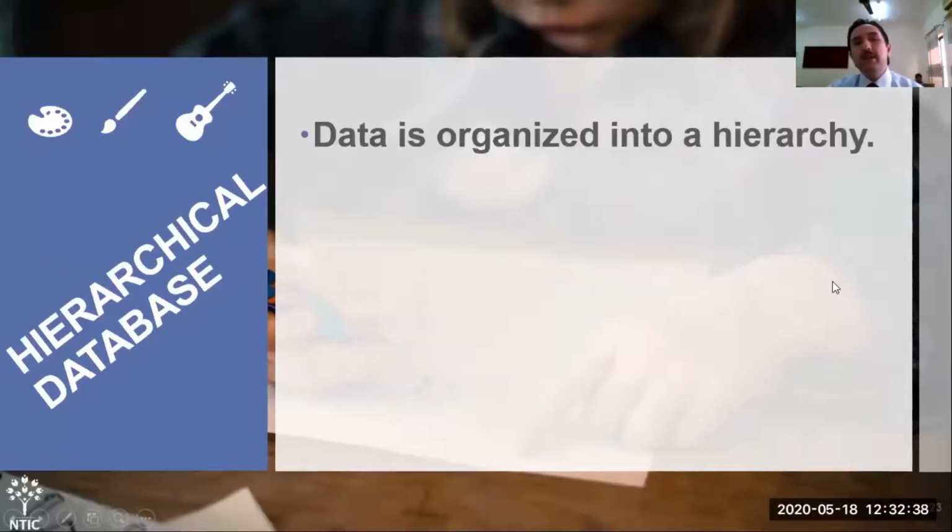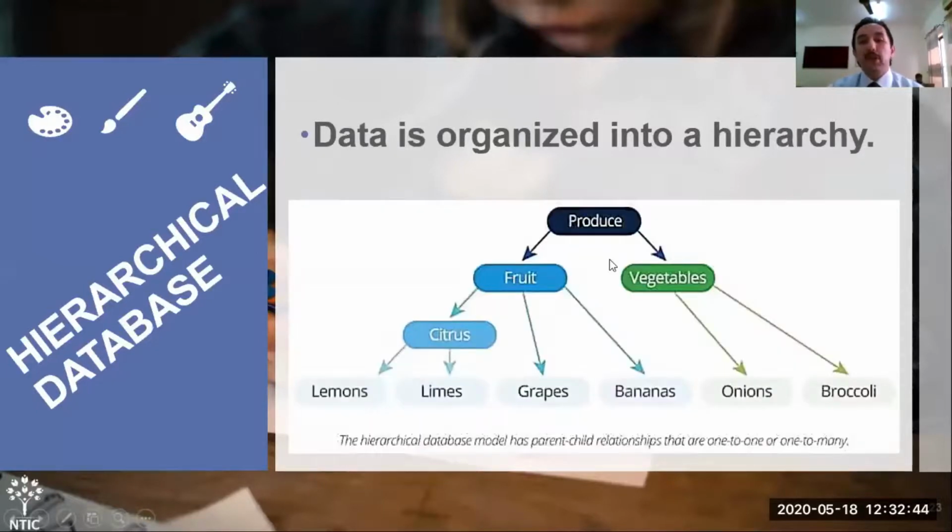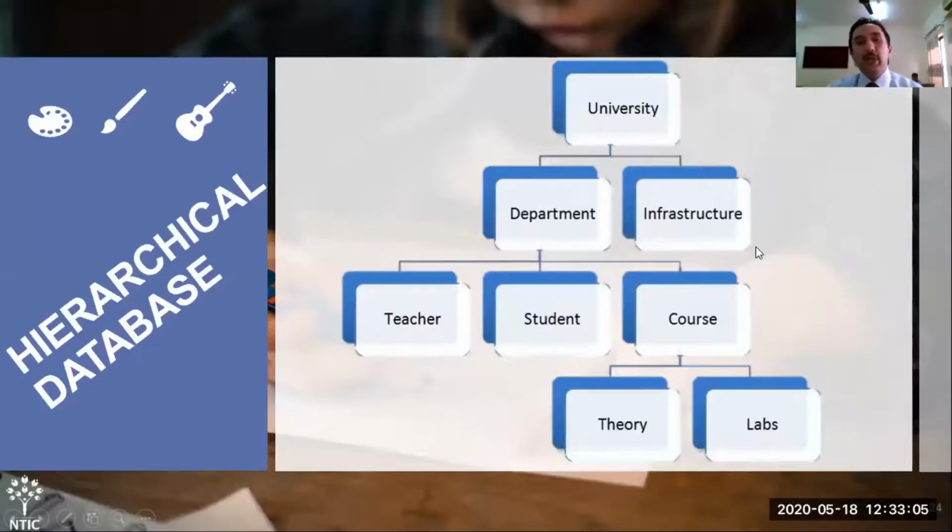And the other one is the hierarchical database. This is very easy. Data is organized in a hierarchy, and for example, like this picture, if you want to produce vegetable, at the same time you can do it in a flat file database in MS Excel or MS Access, but no need. This is just a simple thing for a hierarchical database. For example, a university hierarchy here: the university is separated into departments and infrastructure, and teachers, students, and courses are under the department. Under the course, there are some theory and labs.